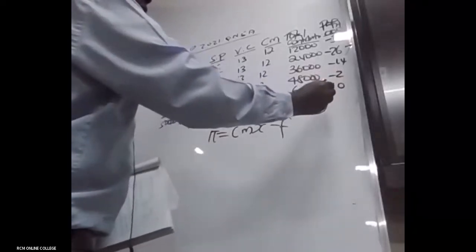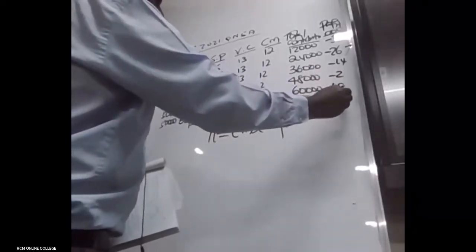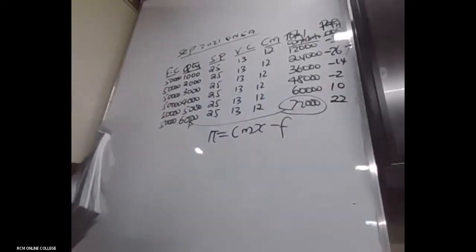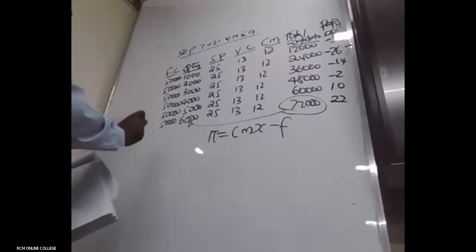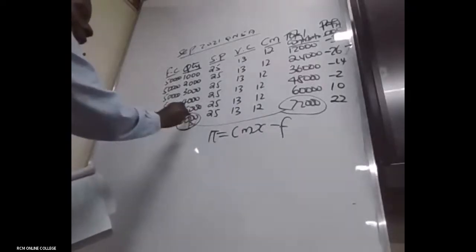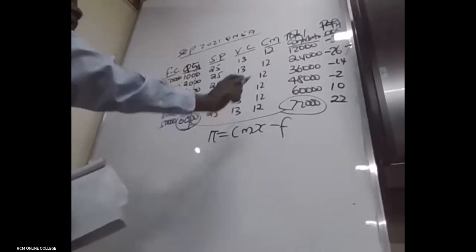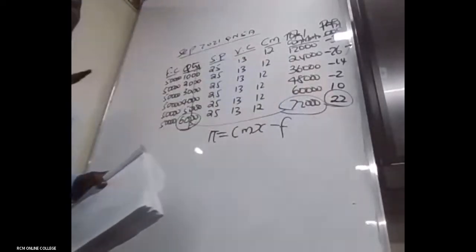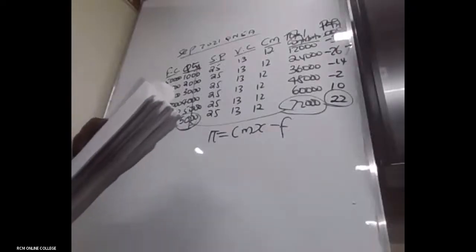10,000 lastly. 22,000. So in this case here, which quantity is maximizing our profit? It is 6,000. So we recommend the 6,000 units here to be the profit maximizing quantity. It is the one that corresponds to the highest profit.